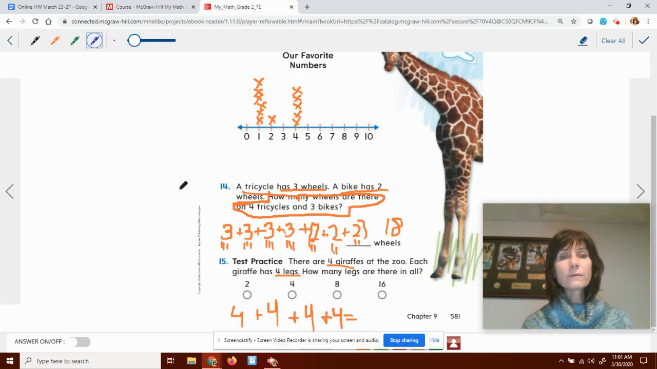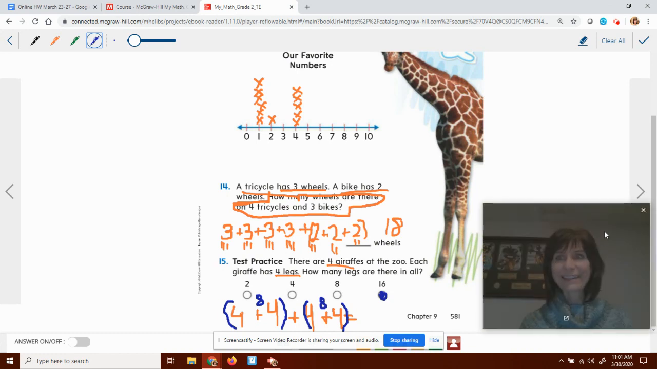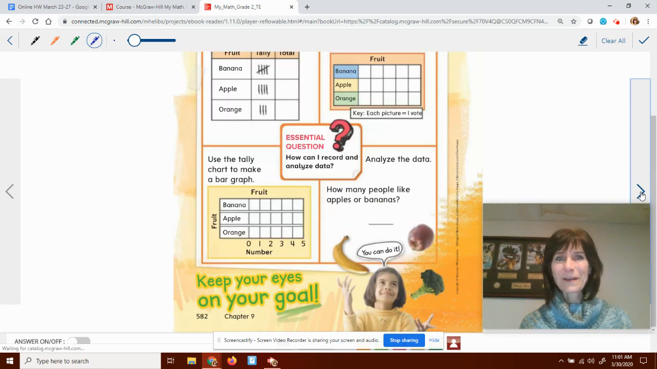Remember, if you ever see anything in parentheses, I'm going to do that first. So 4 plus 4 is 8. I'm going to go ahead and do this because it's going to be easier to add. This is 8. 4 plus 4 here, 8. Now I simply have to add my doubles, 8 plus 8. We all know 8 plus 8 is 16. Thumbs up. You got it. All right, let's go on.